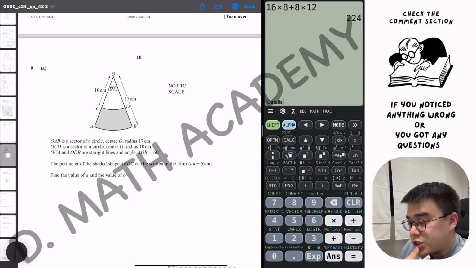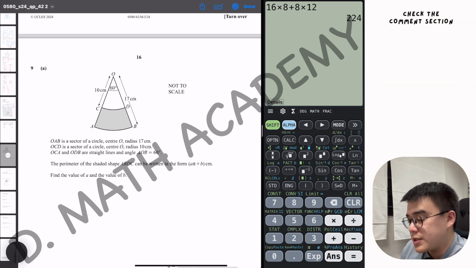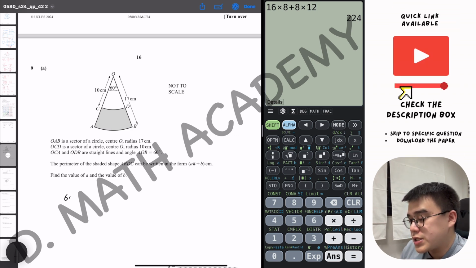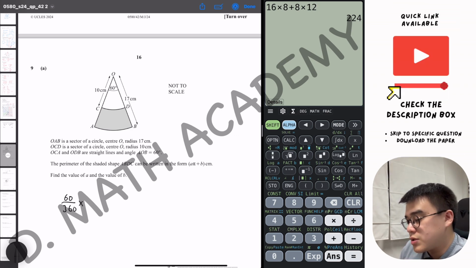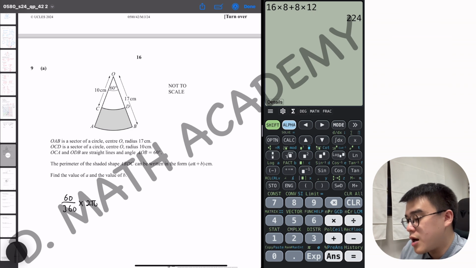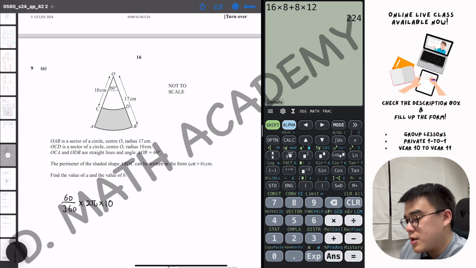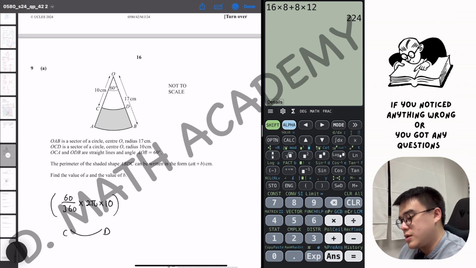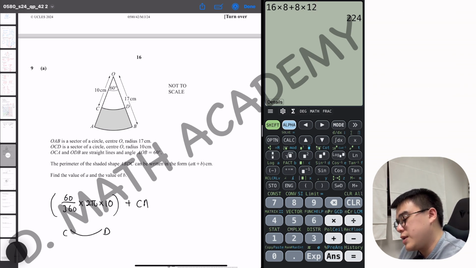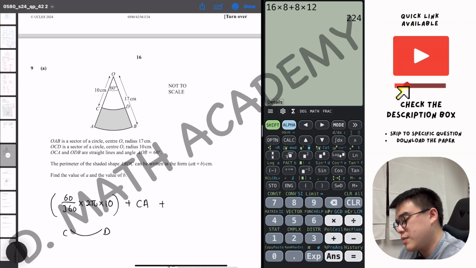Wow, they ask us for the shaded. Shaded is basically 60 over 360 times 2 times pi times r of 10. This is to find the arc CD. CA and DB should be the same.